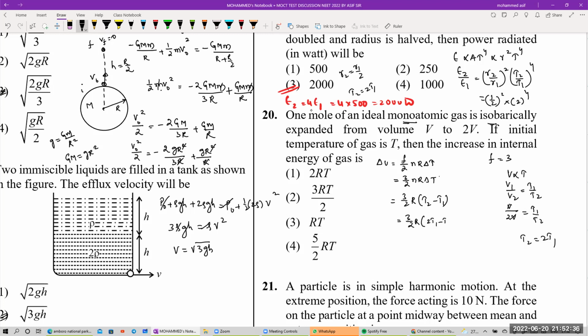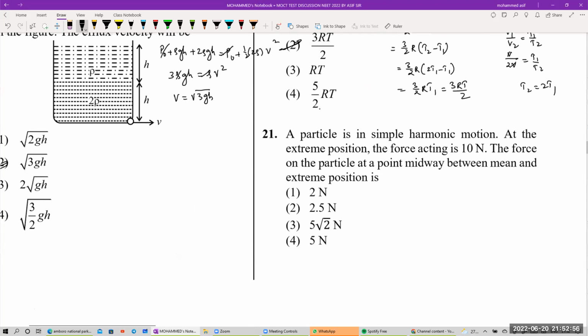That means this will become 3 by 2 into R into (2 times T1 minus T1). 2T minus T1 will be equal to how much? 3 by 2 into R T1. So 3RT divided by 2 will be the answer for this, because T1 is given as T in the problem. So it is 3RT divided by 2 will be the answer. Second option. Very good.